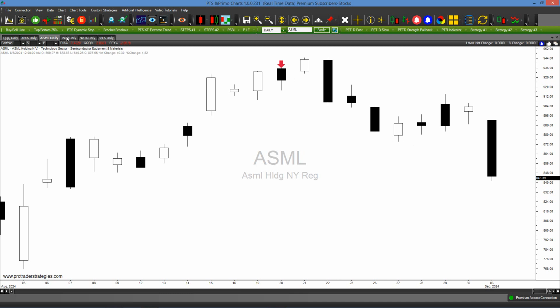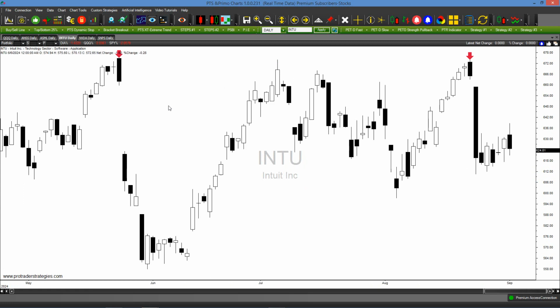How about INTU? Okay, as we look in the past, back to May, roughly about 4 months ago, the last time we had a trend reversal was in May, and look what happened. The market fell out of bed. Okay, now this just happened in the last 2 weeks, another trend reversal was generated by the PTR, and so far the market has fallen out of bed rather strongly as well.